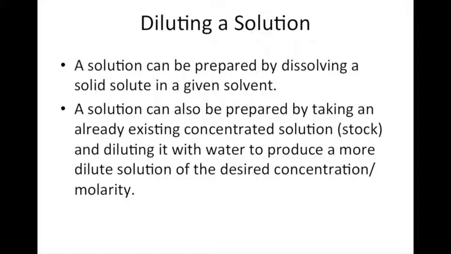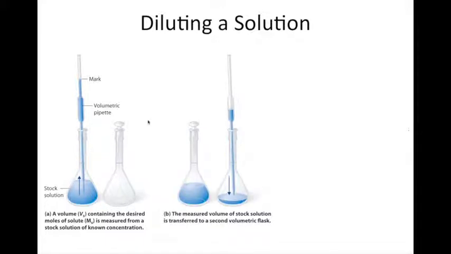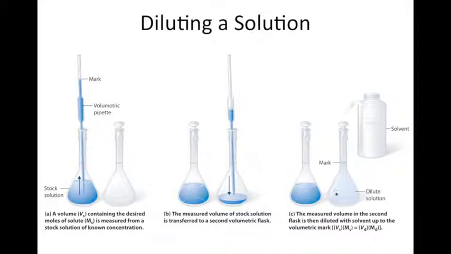If we do that, we prepare what we call a diluted solution, which would have a lower molarity than our stock solution. So let's illustrate that by looking at this figure. Let's say that we have a stock solution that we've already prepared, and we need that same solution, but just at a lower molarity. Well, what we would do is remove a given volume of that stock solution, and add it to a new volumetric flask. We could then add water to that volumetric flask in order to produce a diluted solution.